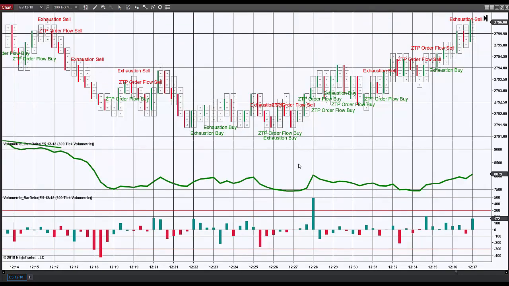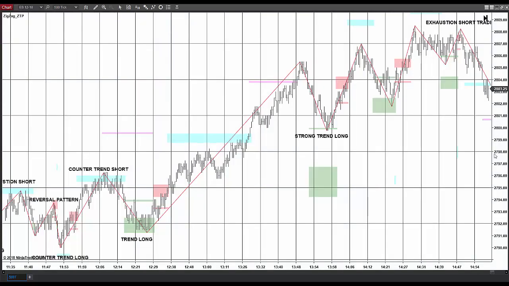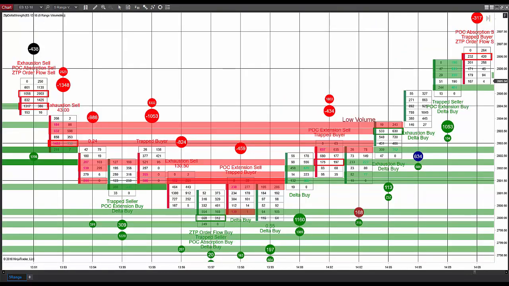At the low, where we have the long trade that's going to go for about 12 or 13 points, we again see the ZTP order flow and the exhaustion. That trade creates a strong trend and gives us a strong trend long signal here at the minor support. And at minor support, we again see a very interesting set of signals: the ZTP order flow, trap sellers, POC absorption, and the delta buy signal.